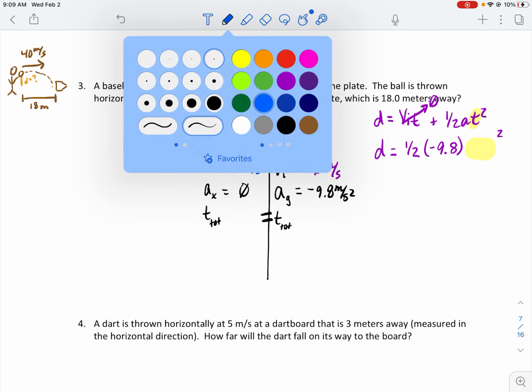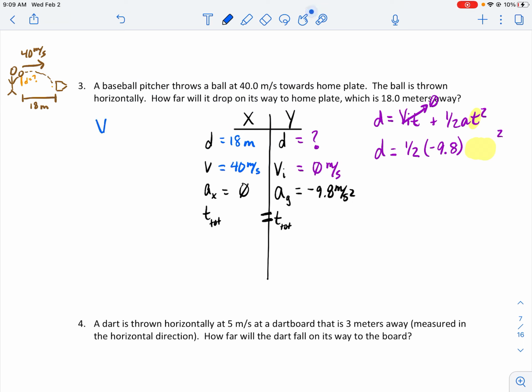I'm going to come over here to my horizontal information. Horizontally, we're going to use V equals D over T because the object does not experience an acceleration. I'm going to say my velocity is 40, my displacement is 18, and I can use that information to solve for my time so that I can then know what this total time is. And remember, total time is the same on both sides. So if I can find my horizontal time, then I know my vertical time. And because the object falls from its peak, it's the same time on both sides, and then I can finish the problem. So I'm going to take my time and multiply both sides by t.